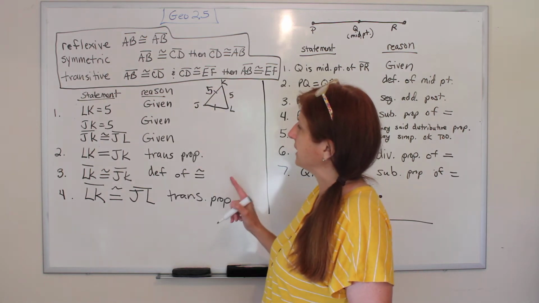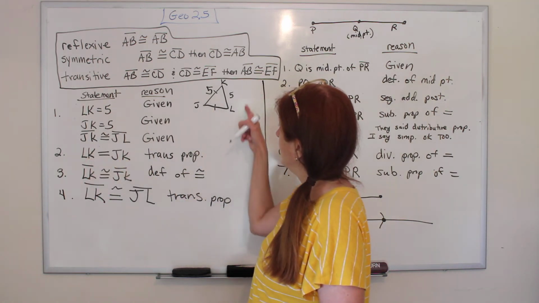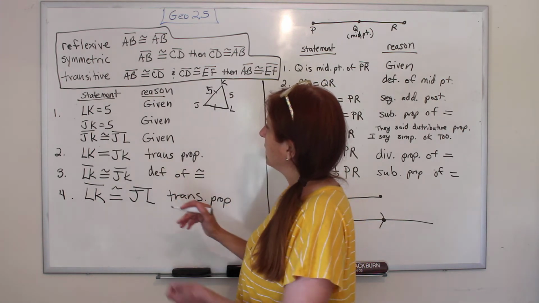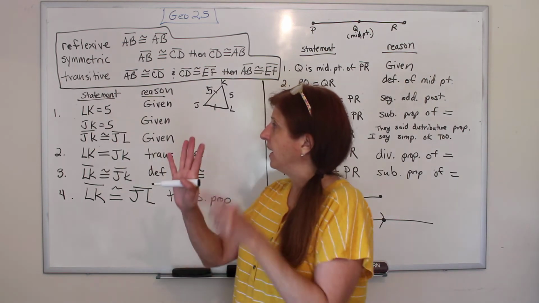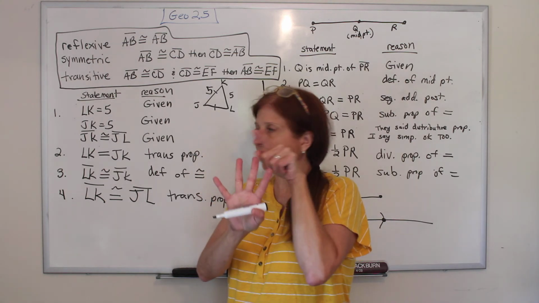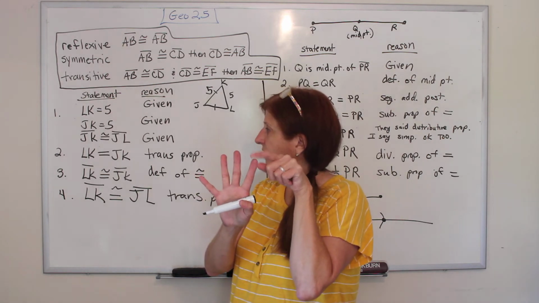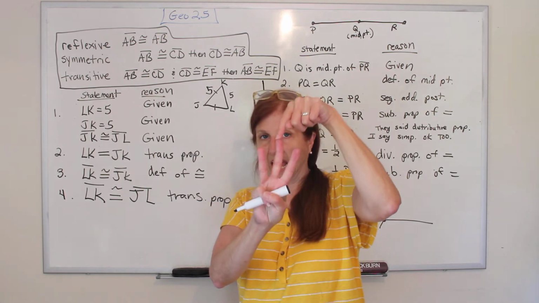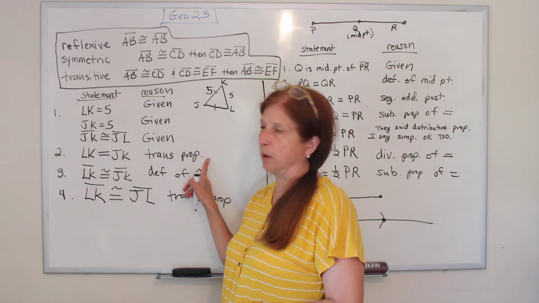Okay, the next thing we can say is that LK is equal to JK because they're both equal to 5. LK equals 5 and 5 equals JK, so we can say that LK equals JK. I should have held my hand like that. Do y'all get it? Okay, they're both equal to 5. That one's 5. These are our line segments. And we can say they're equal to each other by the transitive property.